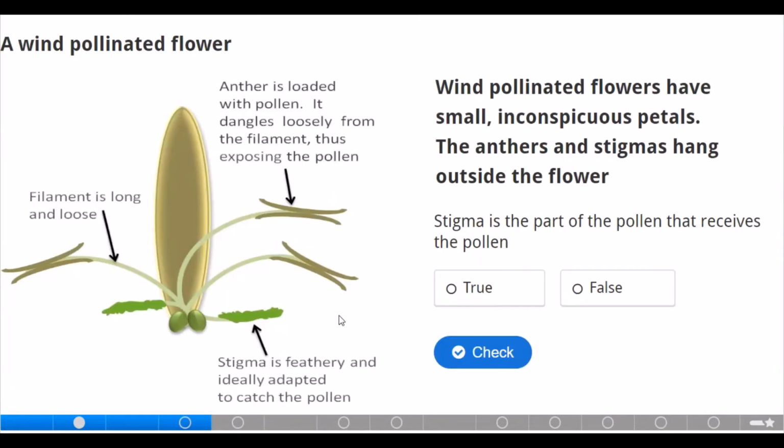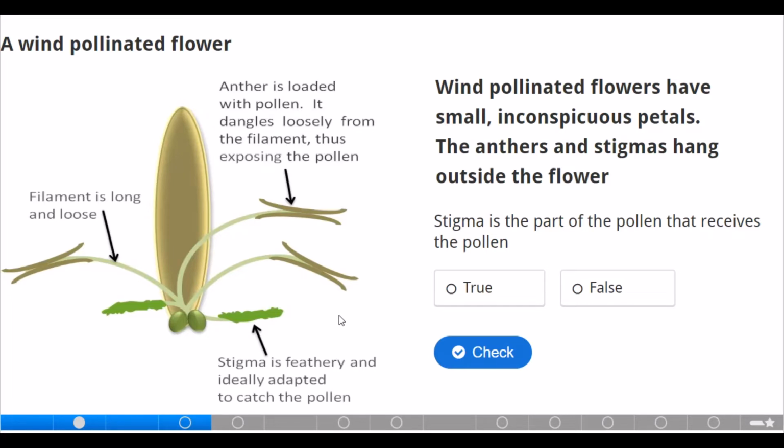On this slide, we have a wind pollinated flower showing us a loose and long filament, an anther that is loaded with pollen, and it dangles loosely from the filament, thus exposing the pollen. And we also have feathery stigmas that are adapted to catch the pollen. So we also have wind pollinated flowers.